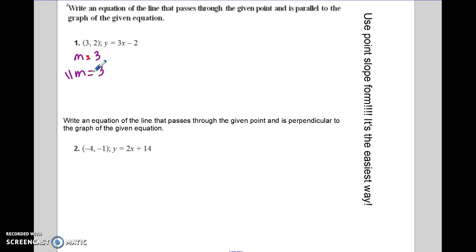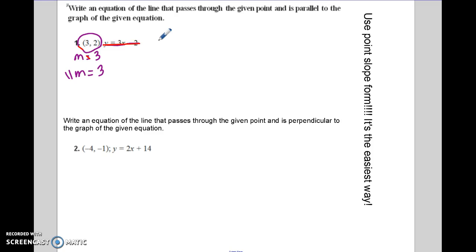To do this problem, I'm going to plug into point slope form, with this point, because they said it has to go through this point, and it has to have a slope that is parallel to the original equation. Once I found the slope that's parallel, I'm done with this equation. I don't need this anymore.